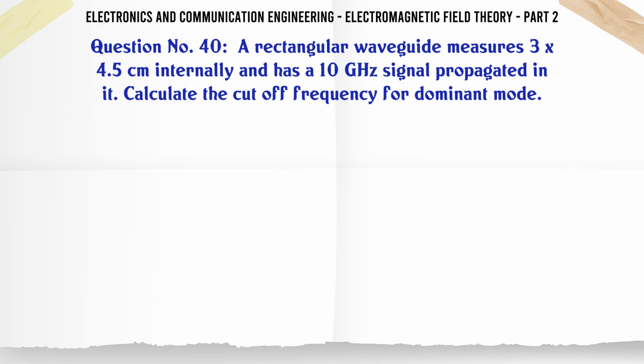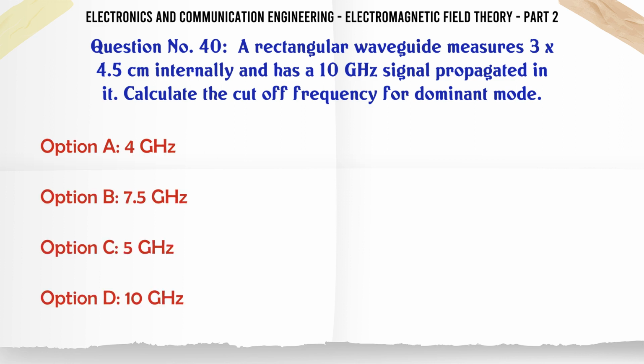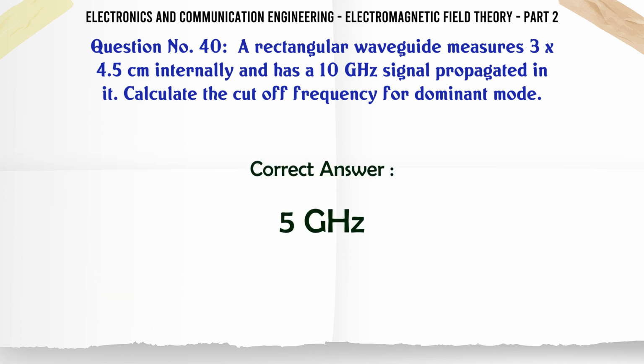A rectangular waveguide measures 3 by 4.5 centimeters internally and has a 10 GHz signal propagated in it. Calculate the cutoff frequency for the dominant mode. A 4 GHz, B 7.5 GHz, C 5 GHz, D 10 GHz. The correct answer is 5 GHz.